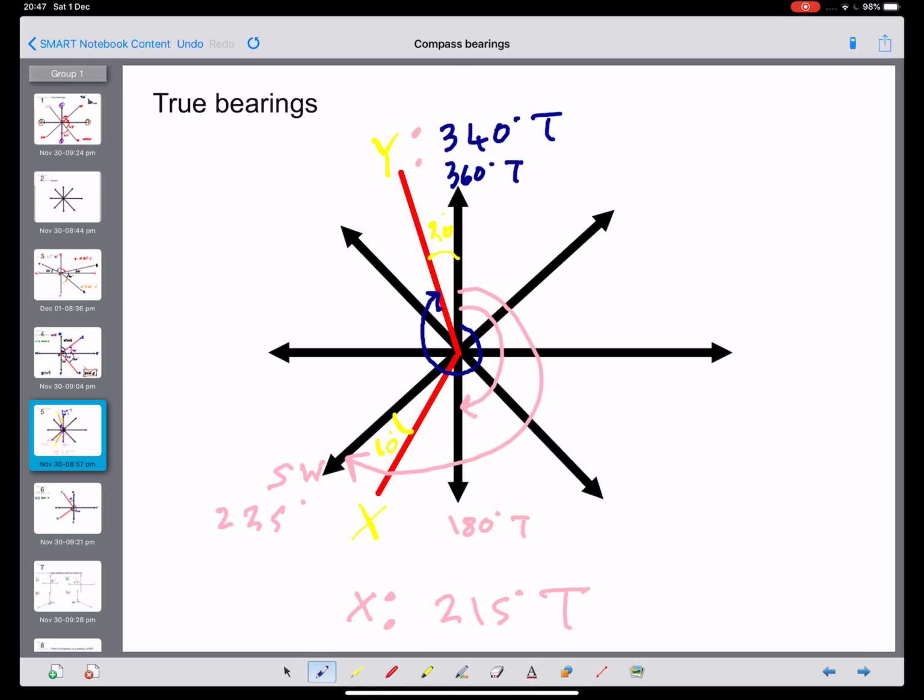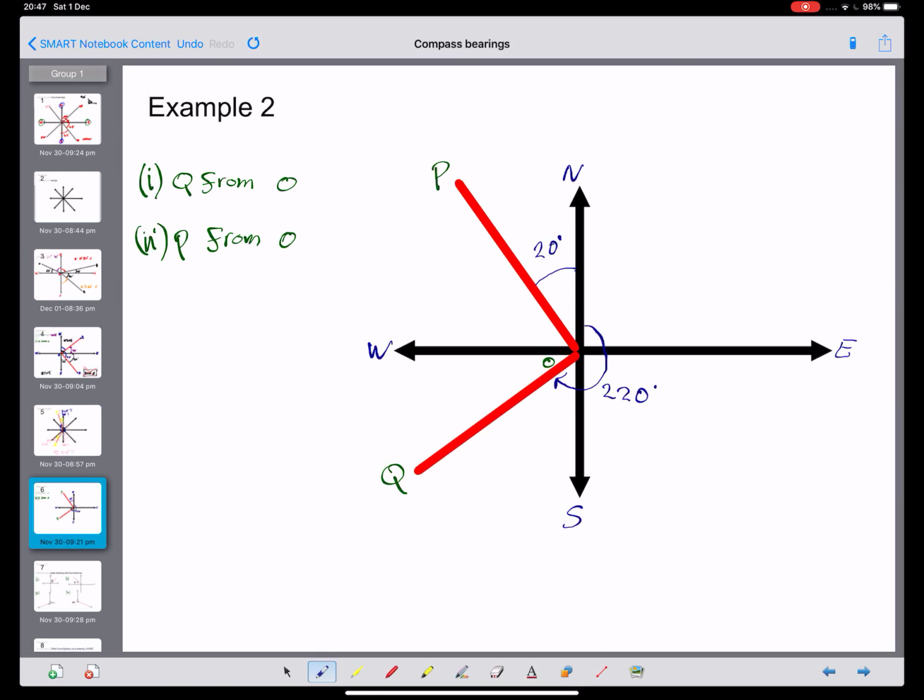So let's have a look at some questions. Okay, pause the video and write the true bearing of each of these. I'm going to write this at the top. True bearing. Okay, so you should have done that now. So Q from O is 220 degrees T. It's pretty straightforward. Okay, we are measuring clockwise from north, and it's 3 digits.